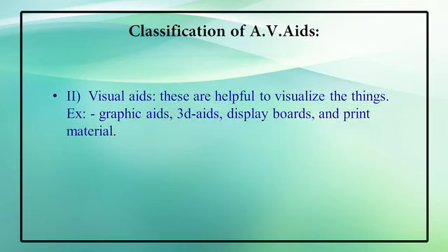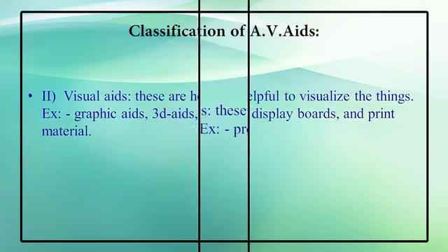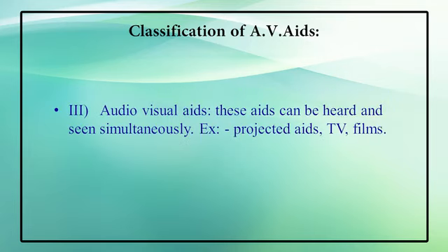Visual aids. These are helpful to visualize things. Examples: graphic aids, 3D aids, display board and print materials. Audiovisual aids. These aids can be heard and seen simultaneously. Projected aids, TVs, films.